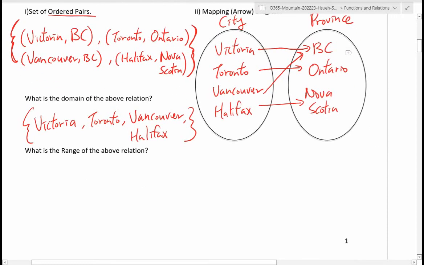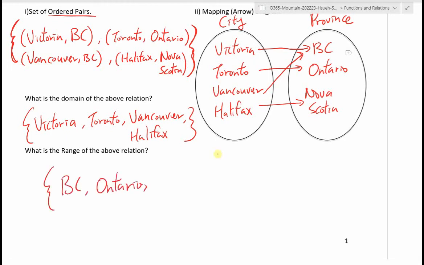Same thing for the range, that's just the output. So in this case, it's the province, right? So here we have BC, we have Ontario, and we have Nova Scotia. Notice how I did not write BC twice. Okay, so again, they are just the same element. They just happened to occur twice. That's all. Okay, but you just need to write it once.